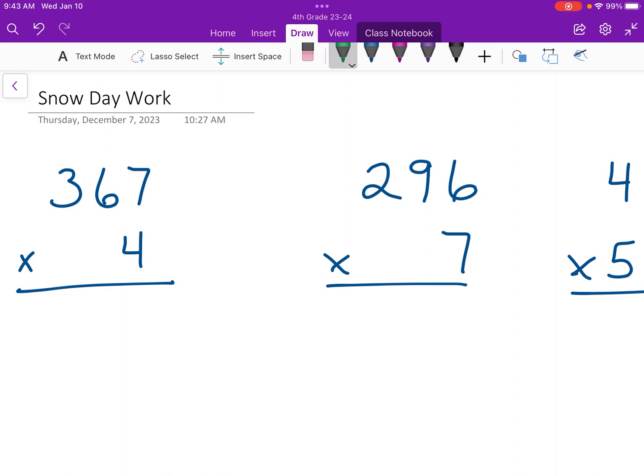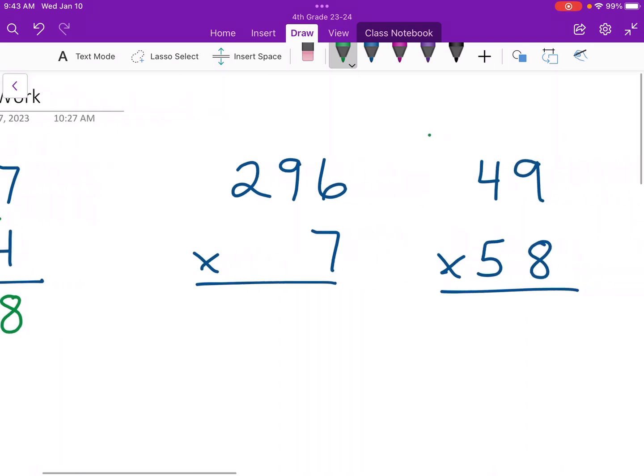Okay, we'll come back. First step, I always multiply the ones place first, so we'll take 7 times 4. 7 times 4 is 28. We'll keep the 8, we'll carry the 2. Next step is to take 6 times 4. 6 times 4 is 24. We'll add what we carried, so we'll make it 26. We'll keep the 6, carry the 2. 3 times 4 is 12. And we'll add that 2 that we carried there as well to make it 14. So our answer for 367 times 4 is 1,468.